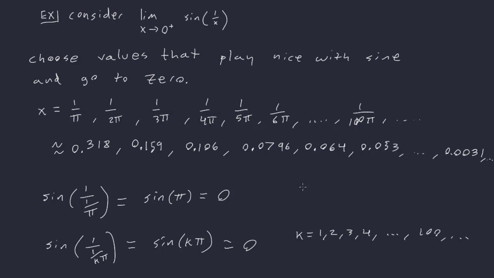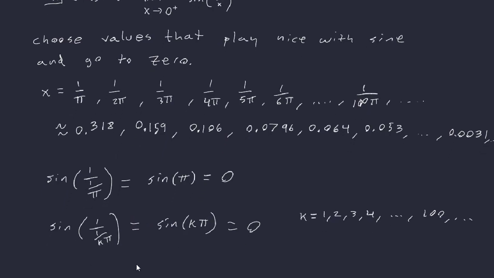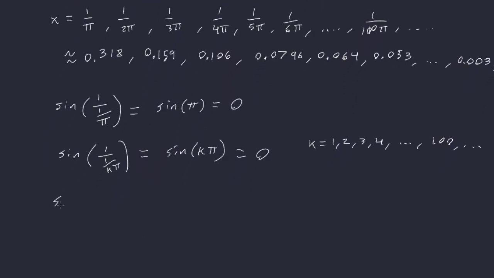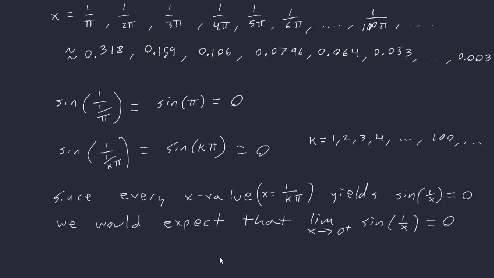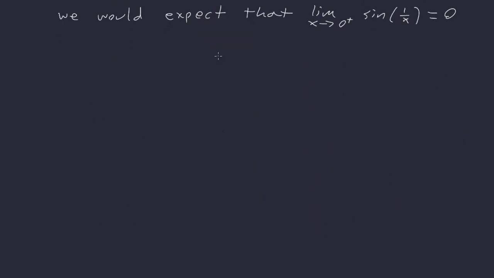So when we fill out the table, every one of these x values gives us 0. So we would expect that the limit as x goes to 0 from the right of sine of 1 over x will actually equal 0, because everything we're plugging in as we get closer to 0 gives us 0. So that's what we would expect. However, we'd be wrong.